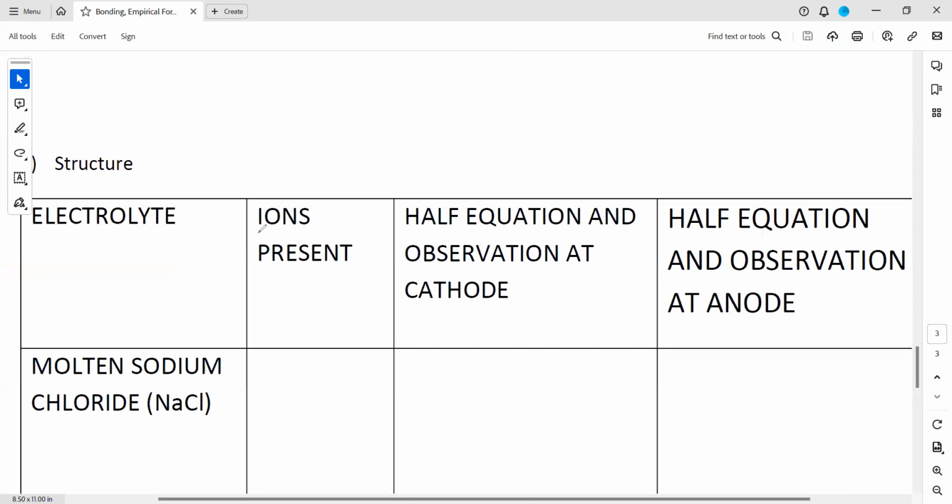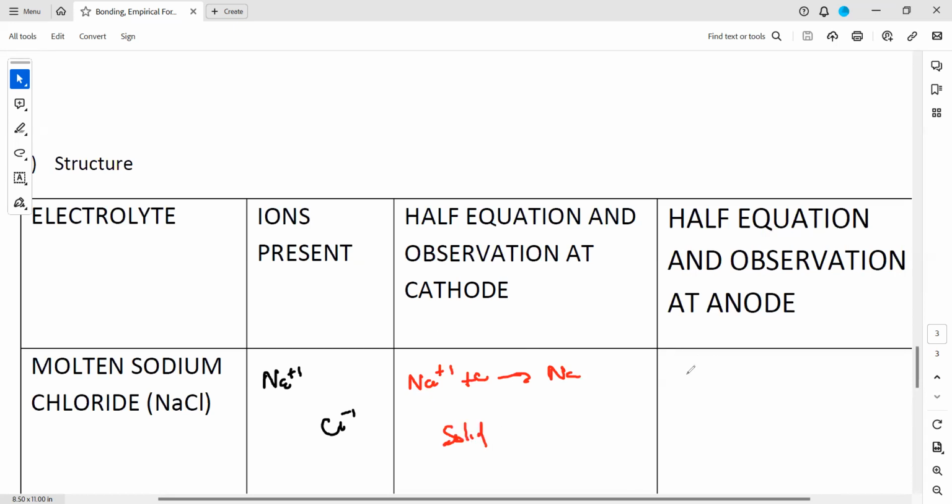Melted sodium chloride has a sodium ion and a chloride ion. Now the half equation which we observe at the cathode. Sodium ions are positive ions, attracted towards the cathode, and will form a sodium atom. And the observation? Whenever a metal is formed, we can write solid.